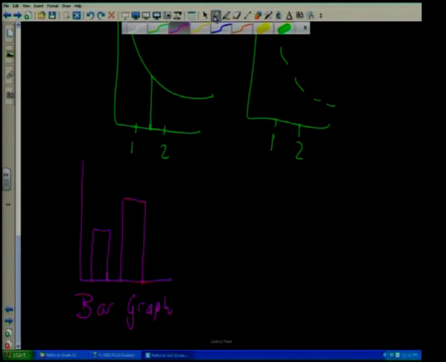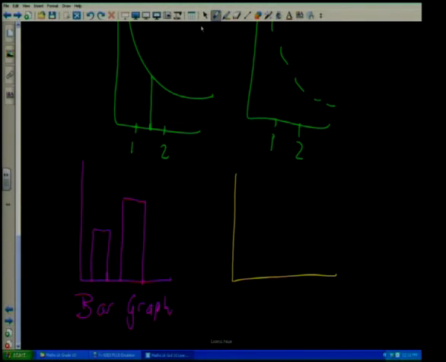Compare that to a histogram. Let's do a histogram in orange, where we have our lines. Now we don't have a space in between. Our columns connect to each other. This is called a histogram.